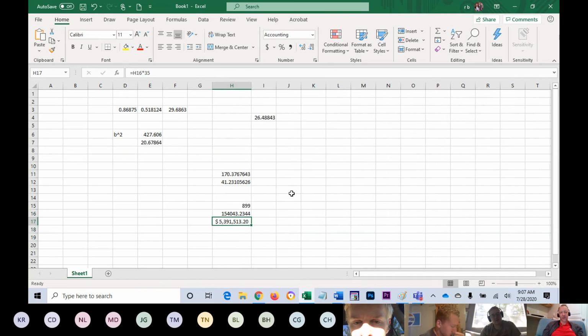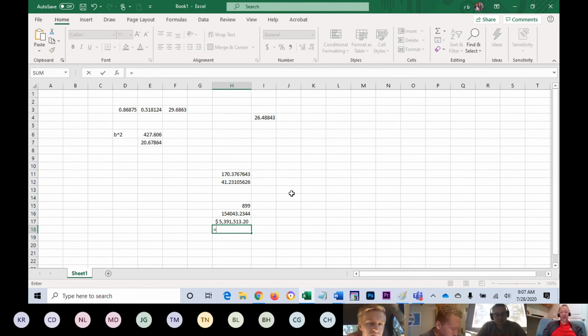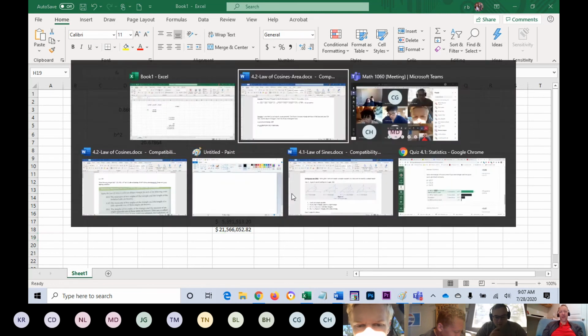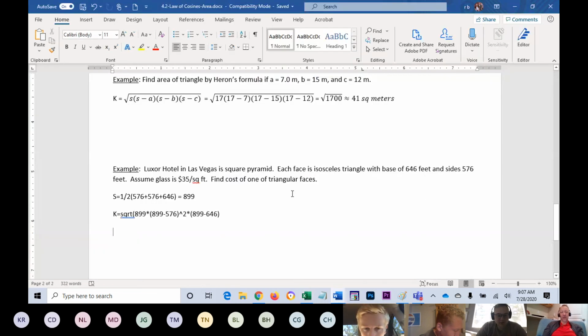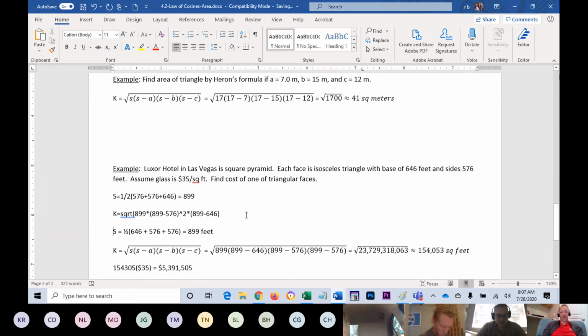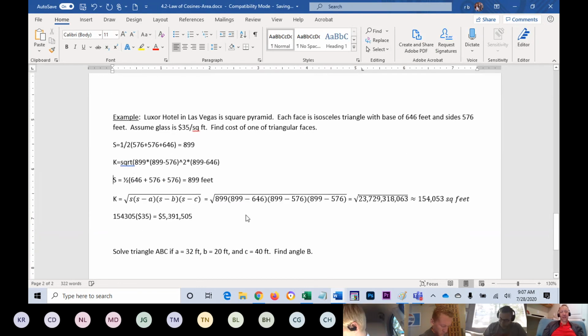$5.4 million. $5.4 million per side. So that's times 4, right? 4 sides, because it's a 4-sided thing. Only $21 million. Yeah, it only asks for one side, but you could multiply that by 4, and boom. That's a lot of stuff. All right.